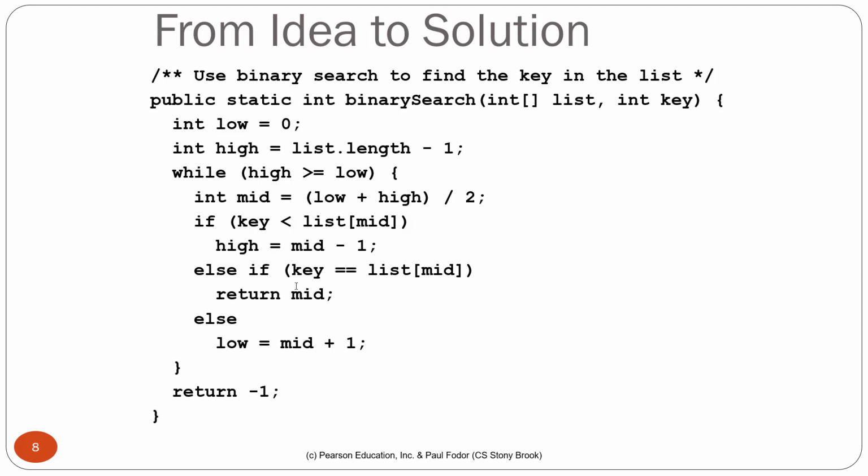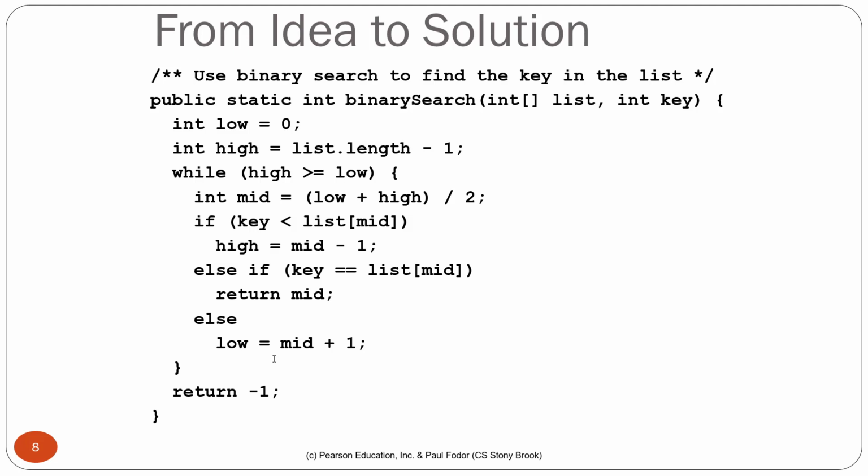Otherwise, if you found the element at the index mid, you are done. So you should return mid. Otherwise, just update low to mid plus 1. When you update low to mid plus 1, that means you are considering the right subarray for the binary search in the next iteration of the while loop. Again, please implement it.